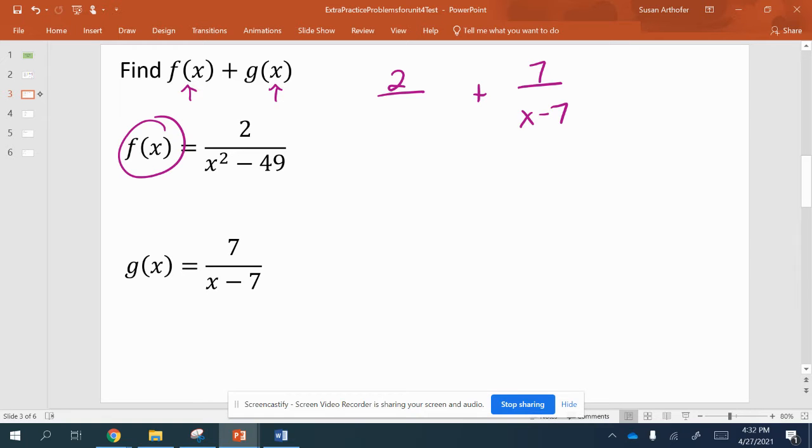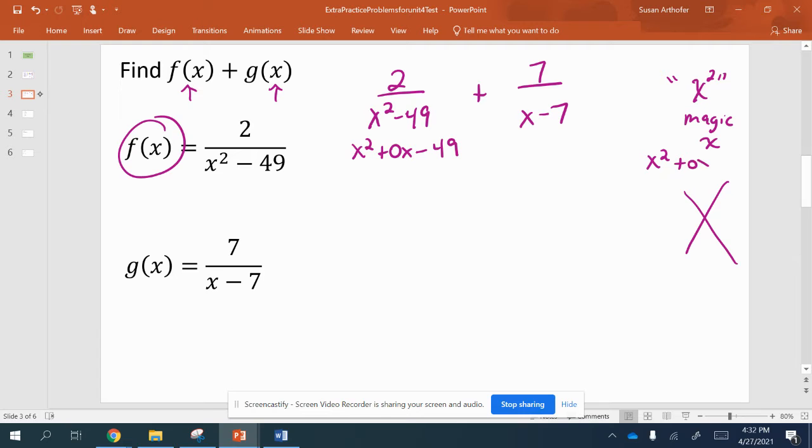I'm just going to make this neater. Now you need to recognize that anything with x squared has to be a magic x. Magic x needs a middle. We don't have the middle, so we're going to change this to x squared plus 0x. I'm allowed to add 0 without changing the amount of the expression. It's okay to add 0. So I have to factor x squared plus 0x minus 49. So I'm going to do that off on the side, and so are you.